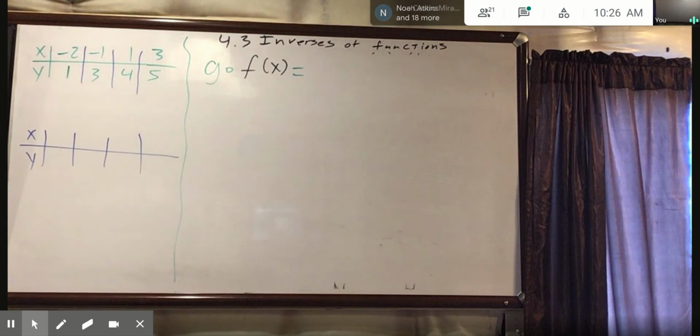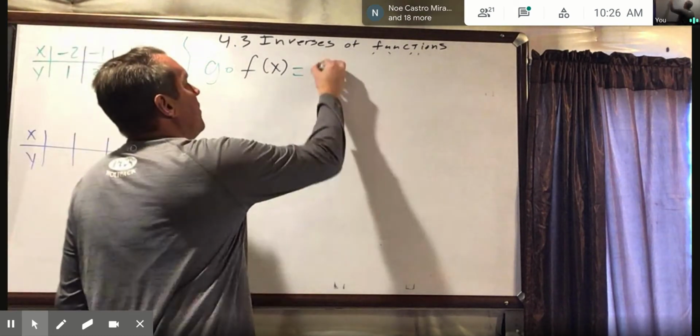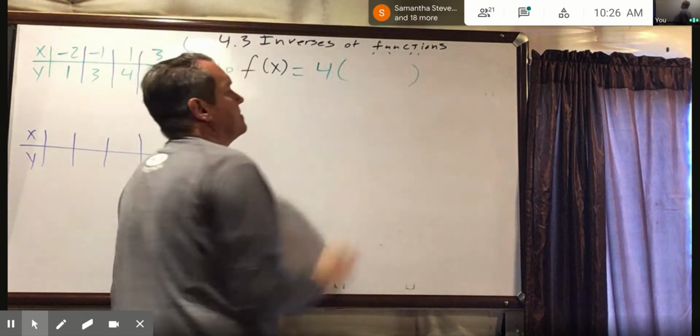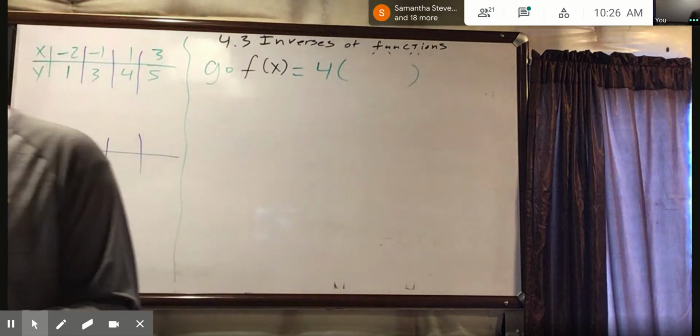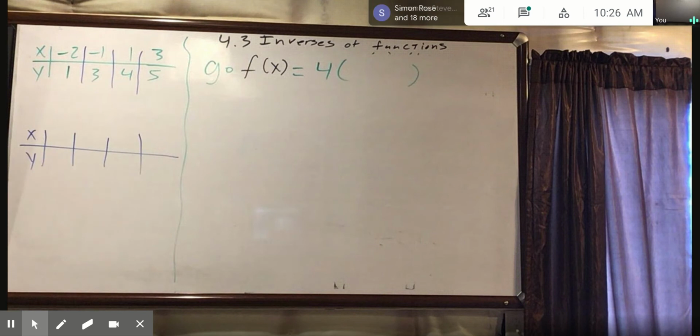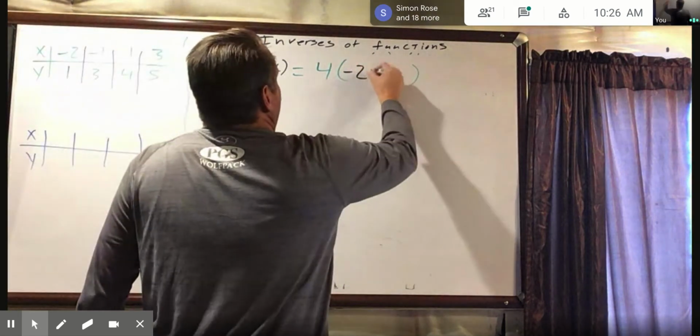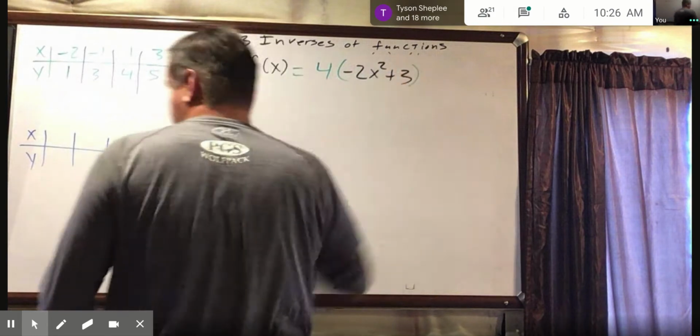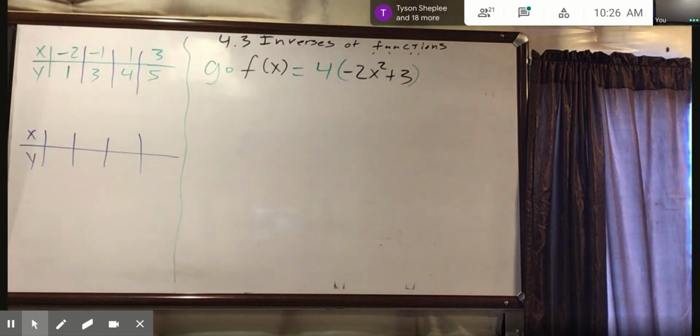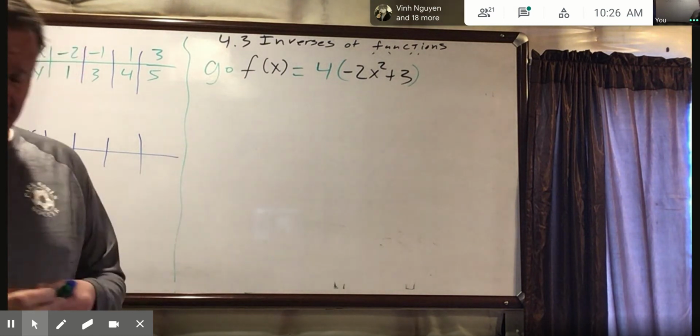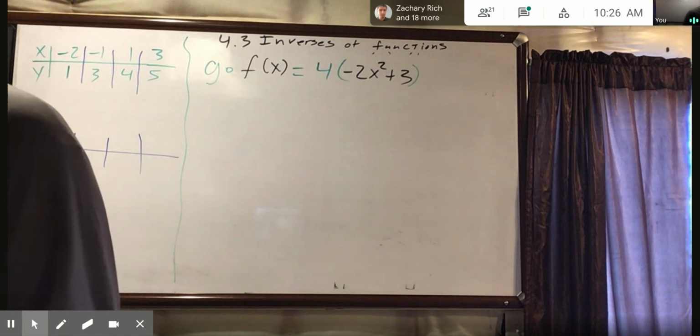So my g function is 4x. So I'm going to go 4 parentheses. Inside of there, plug in your f function. Negative 2x squared plus 3. And now all you can do is simplify that. Somebody want to help us out? Tell us what to do to simplify that function?